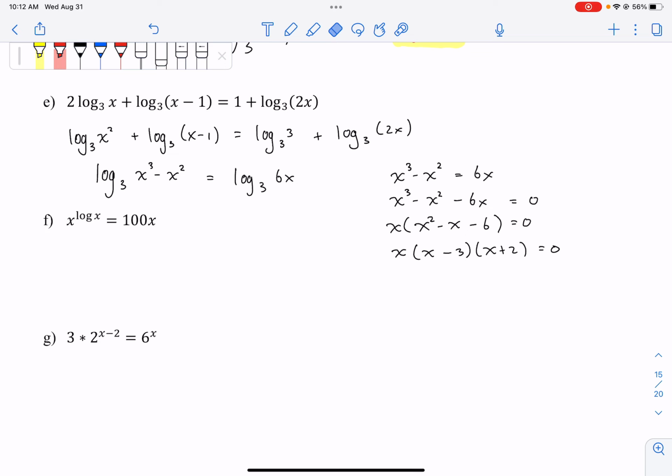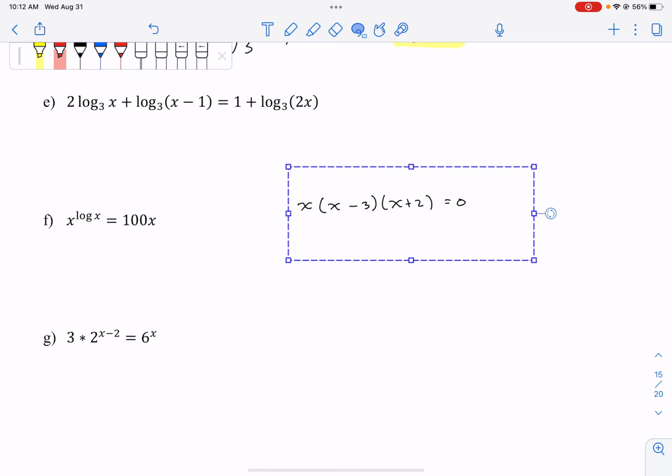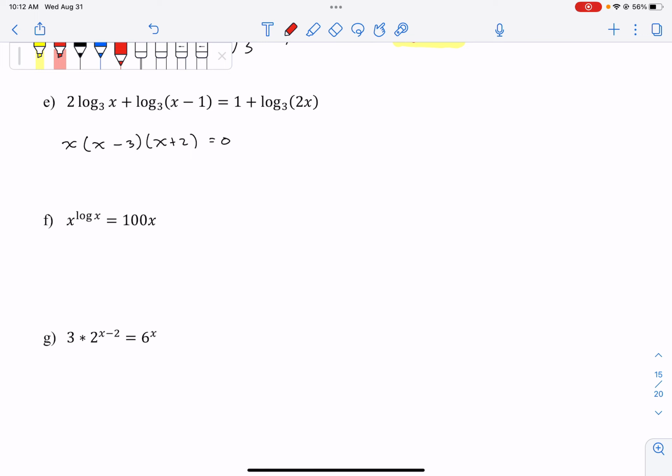I'll give you some more space over here. All we have to do now is find the possible answers. x is equal to 0, x is equal to 3, and x is equal to negative 2. 0 fails because remember the inside has to be positive and it can't be negative, so this fails. 3 passes, but negative 2 also fails. So our only answer is here.